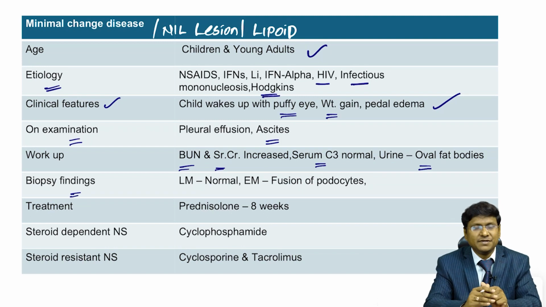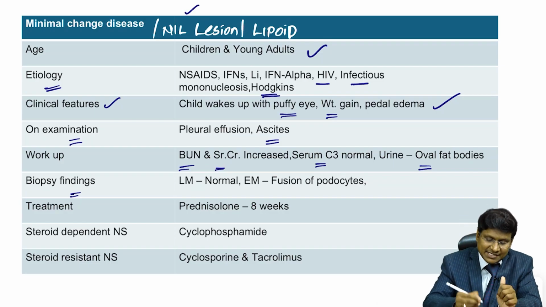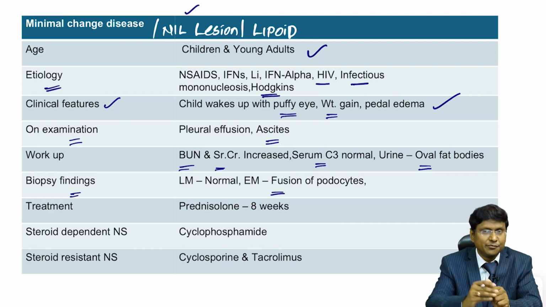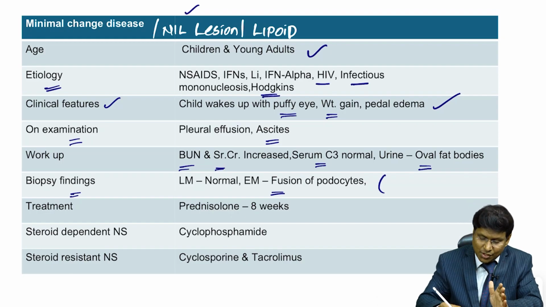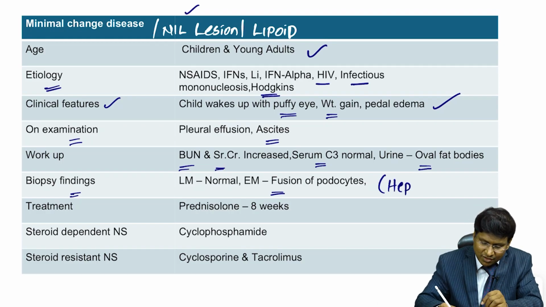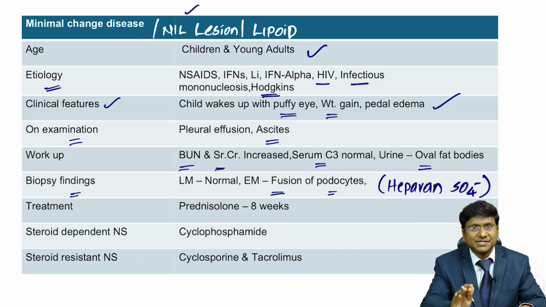And next is the biopsy finding. On light microscopy, there will not be any change. That is the reason why it is called the nil lesion. Whereas on electron microscopy, you will notice that there is fusion of the podocytes. Okay, and this fusion of the podocytes is due to loss of membrane polyanion on the podocyte. And what is that membrane polyanion? That is heparan sulfate proteoglycan. Right, heparan sulfate proteoglycan is lost, and that will be responsible for the fusion of the podocytes, right?